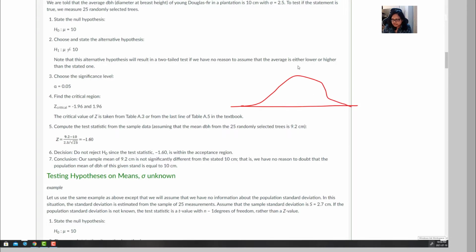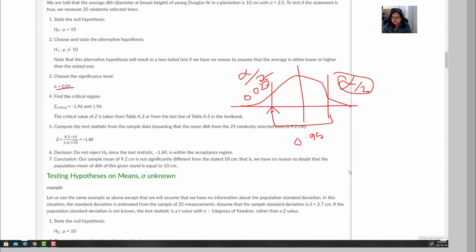So we are interested in both sides. That means 0.025 on this side, so I divided it by 2. The level of significance divided by 2 goes here, and the level of significance divided by 2 goes on the other side. Okay, so the mid area is 0.95. So we basically need to find the z value of this point, and the z value of this point.